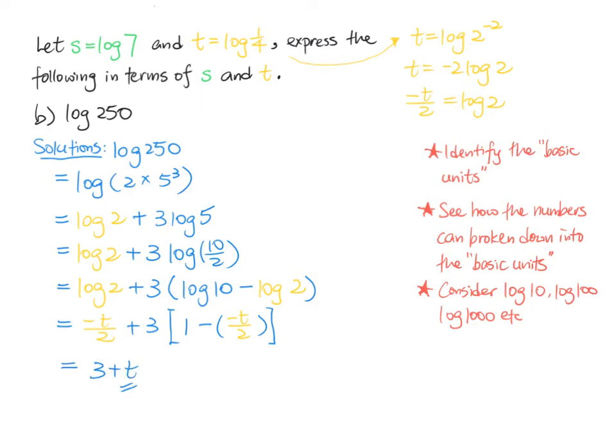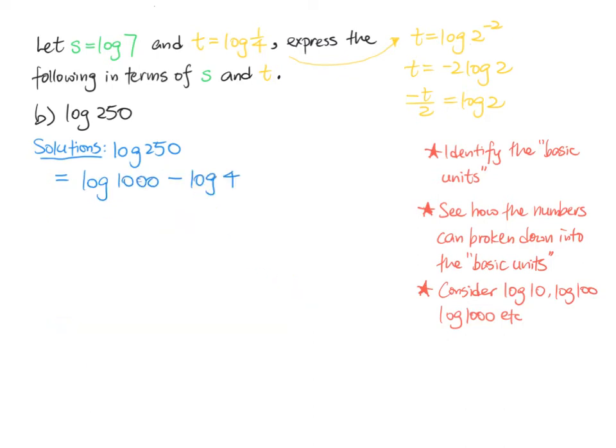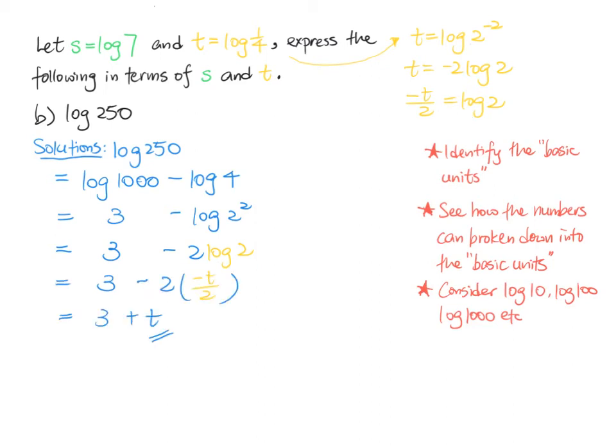Now this question can be done in another way, because 250 is a factor of 1000. So we could use the same logic here. So another way to do this is we could rewrite this into log 1000 minus log 4, and log 1000 is actually 3. Then I could move the 2 to the front, and so we have a log 2, that's our basic unit. And then we could still move on and get 3 plus t.